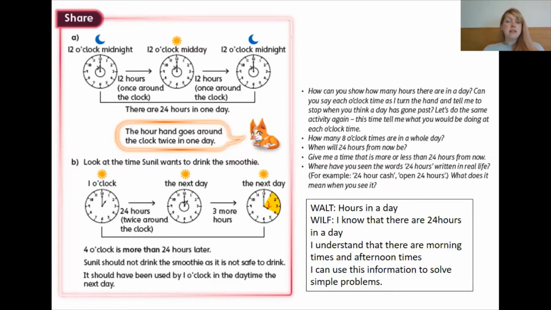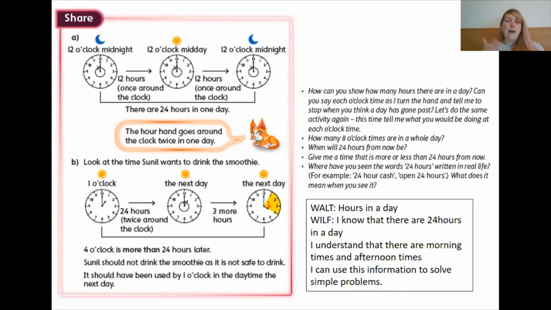So one thing that's really important with this is to have a go at using a manipulative clock made out of maybe a paper plate and some hands. And as you move the hands around the clock, say the times. But you might want to say 1 o'clock in the morning, 2 o'clock in the morning, 3 o'clock in the morning, all the way up to lunchtime, then 1 o'clock in the afternoon, 2 o'clock in the afternoon, etc.